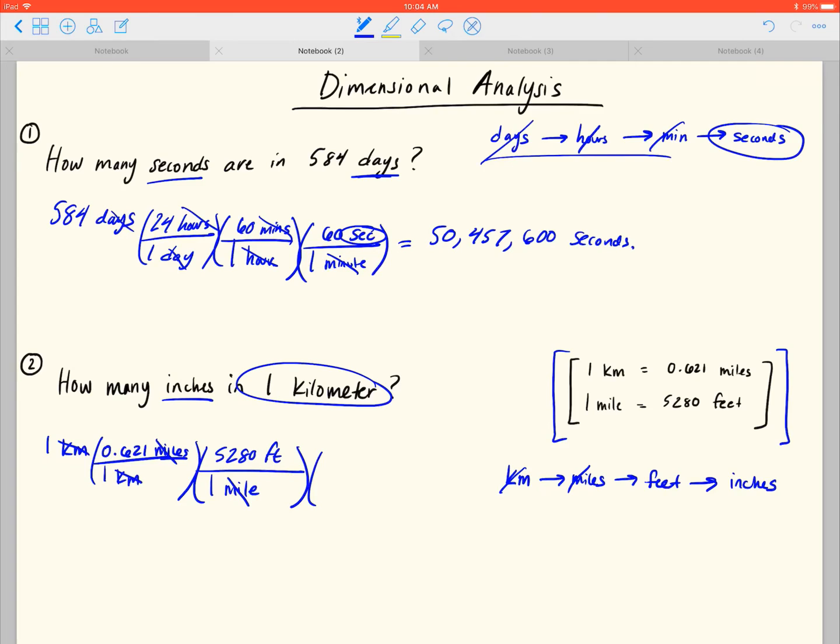We can say for every 1 foot, there are 12 inches, which we know as a conversion factor. And when we use a calculator again for this, we would multiply our 1 kilometer times 0.621, take that answer, multiply that by 5,280, and multiply that number again by 12. And that gives us an answer of 39,283.2 inches.